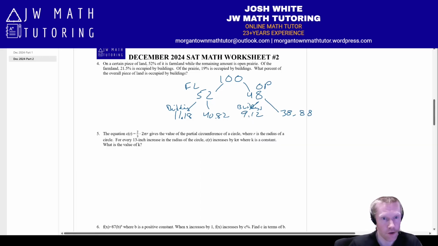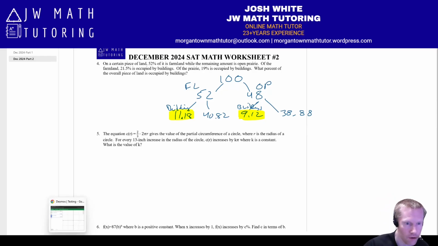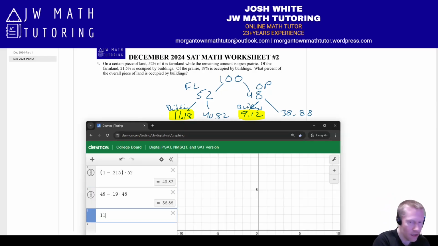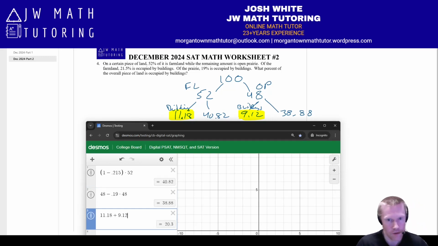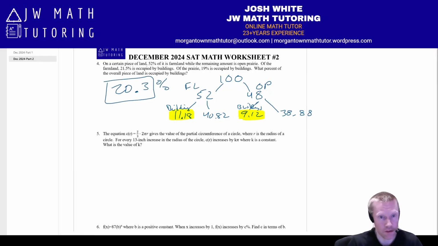All right. What percent of the overall land is occupied by buildings? So now basically what we're looking at is, okay, this and this. Because I started with 100, I can just add these two together, and that's basically my answer, because technically you're just going to add them together, but then you're going to divide by 100, which is the total, but dividing by 100 won't change the value. It just moves the decimal place over. So we've got 11.18 plus 9.12. So the correct answer, at least for these specific numbers, is going to be 20.3%. So the answer you would select or fill in is 20.3 since they're asking for it as a percentage.